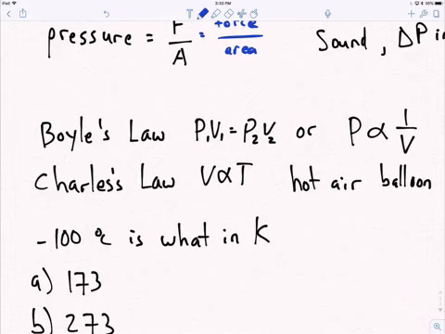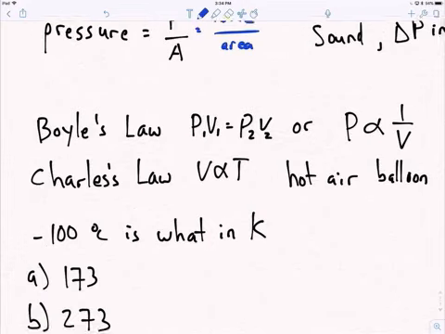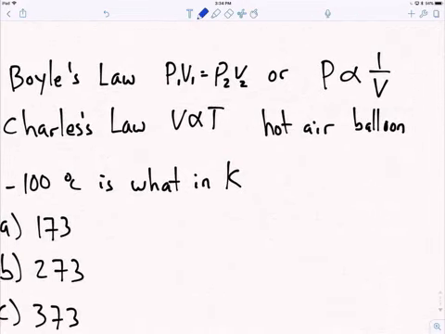Then there's Charles' law, where volume is directly proportional to the temperature. That means that if the volume goes up, temperature goes up, or if volume goes down, temperature goes down. So they go together, whereas pressure and volume are opposite. And the classical example for Charles' law is a hot air balloon.